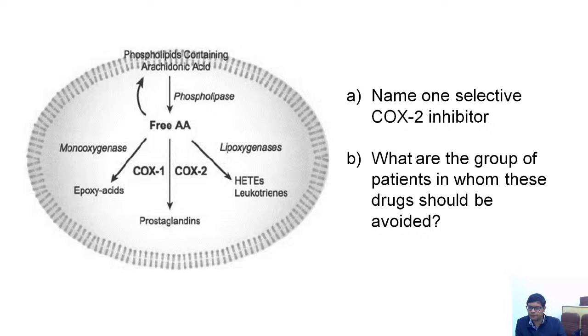And what are the group of patients in whom these drugs should be avoided? You all know, patients with any cardiac risk or any risk for cardiovascular disease. In those patients, they are to be avoided, because you all know, since they are selective inhibitors of COX-2, the thromboxane synthase pathway remains unchecked.